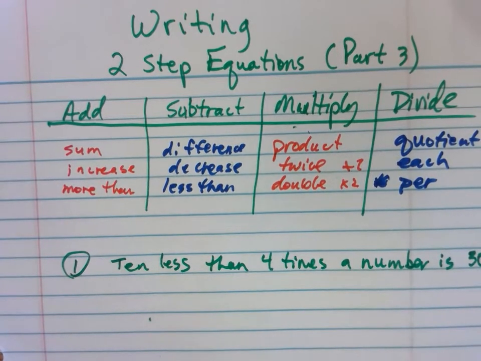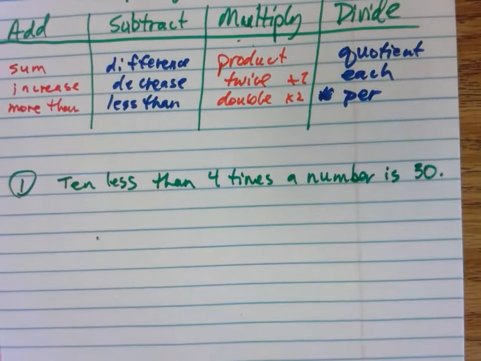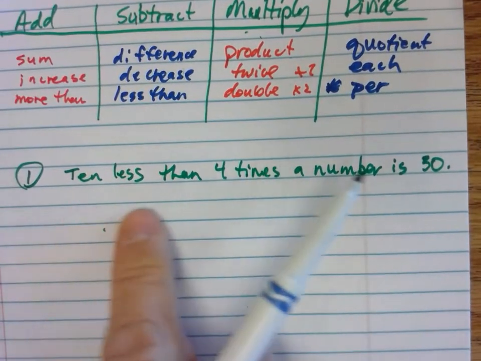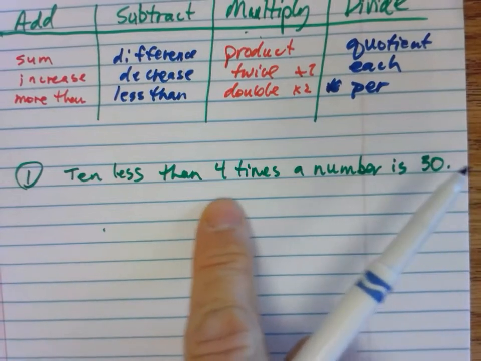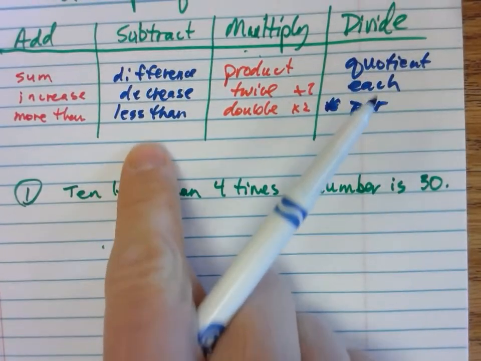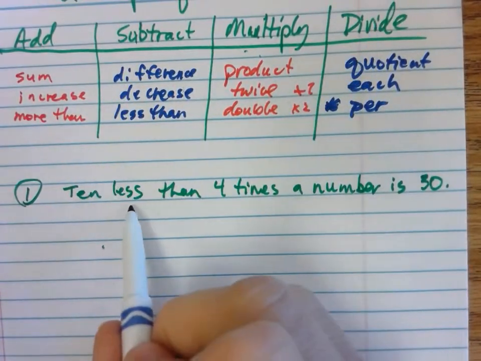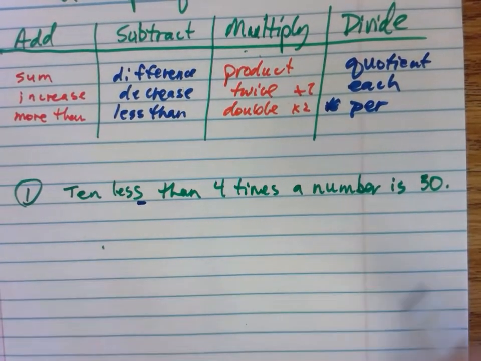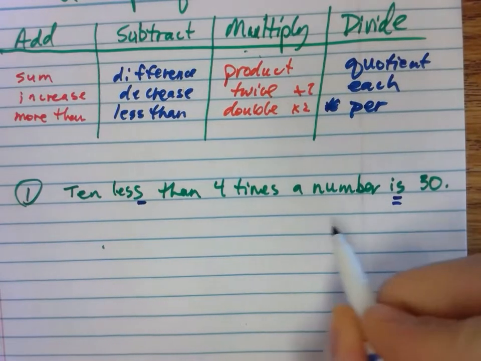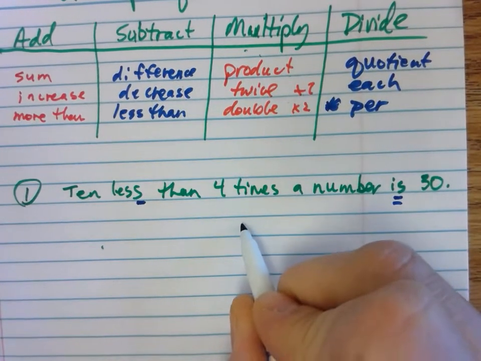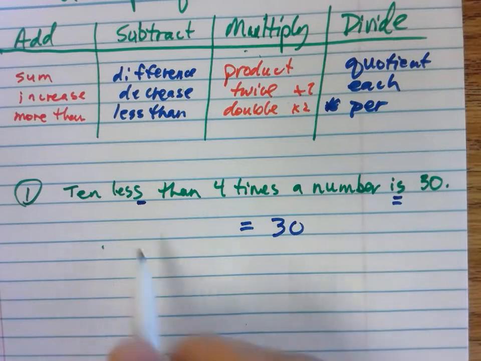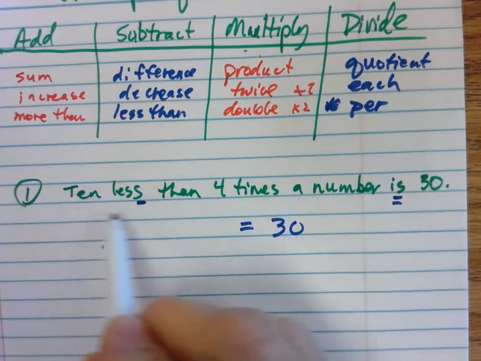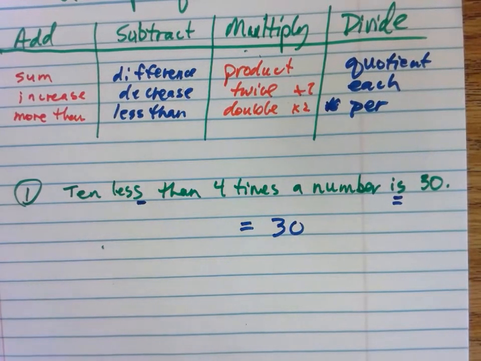Alright, can y'all see all that? Let me slide it up a little better. 10 less than 4 times the number is 30. I have less than, which you can see is under the subtract column, so that means I'm going to do a minus. The is part is the equal sign, so I know it's going to be equal to 30. The question is, can I write all this in the right order? So, 10 less than 4 times the number.